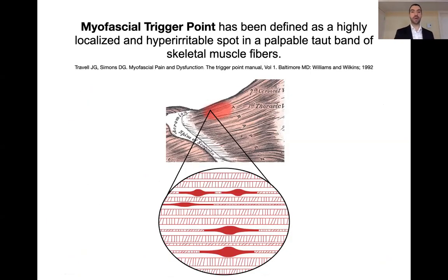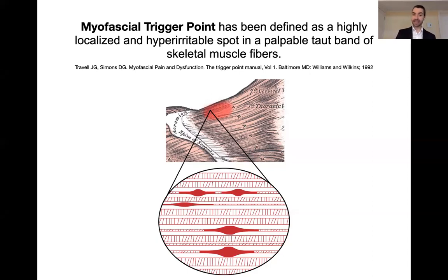So let's keep going. So let's keep talking. Let's start talking about the myofascial trigger point. What is a myofascial trigger point? According to Janet Travell, that's the physician of President Kennedy, the iconic president from the United States. She developed the theory of the myofascial trigger points, and according to her definition, a trigger point has been defined as a highly localized and hyper irritable spot in a palpable taut band in skeletal muscle fibers.